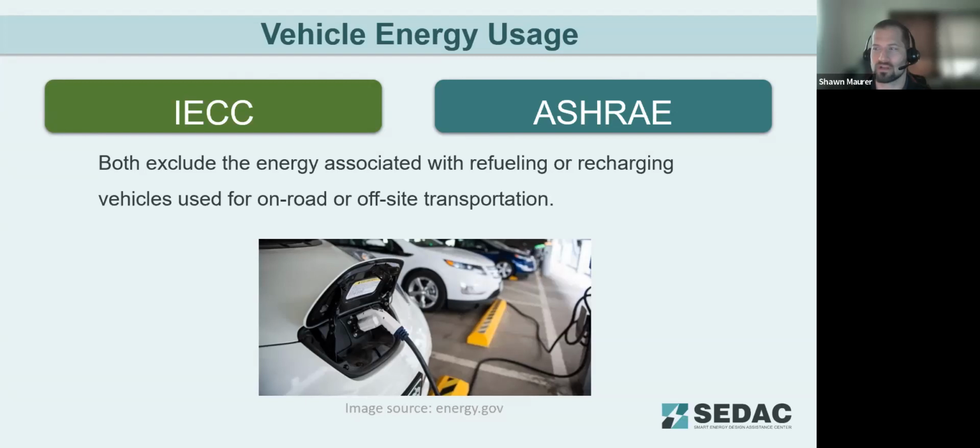What they're trying to avoid here is energy for charging up vehicles that isn't used at the site of the building. It's not for the purpose of the building's energy consumption. And so those do not get modeled when you're modeling facilities for the performance cost path.